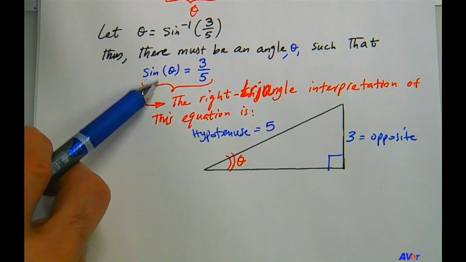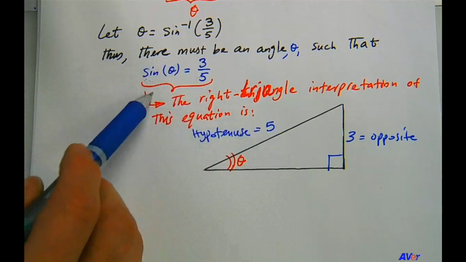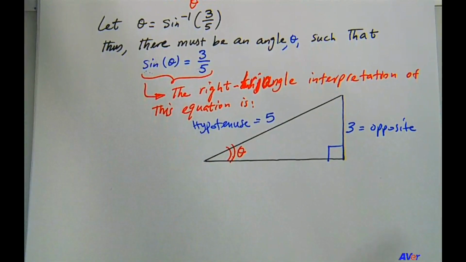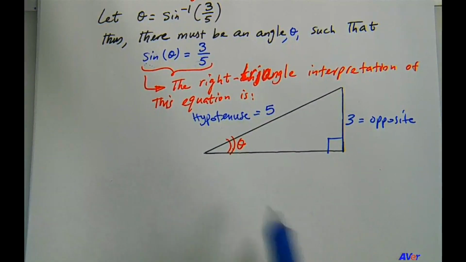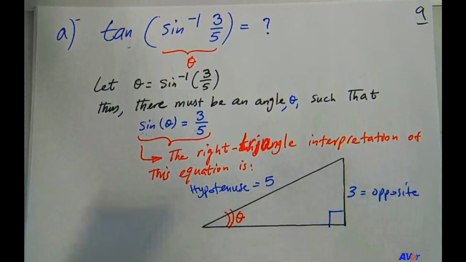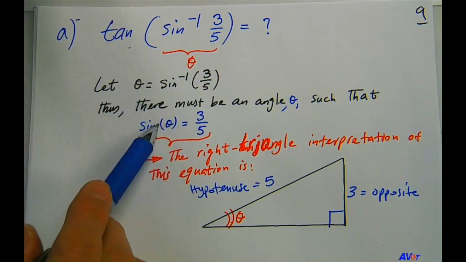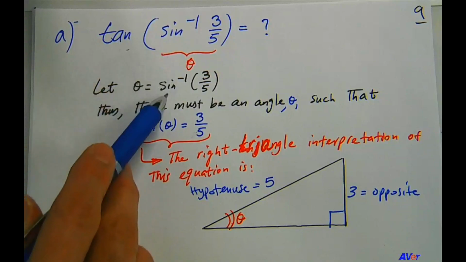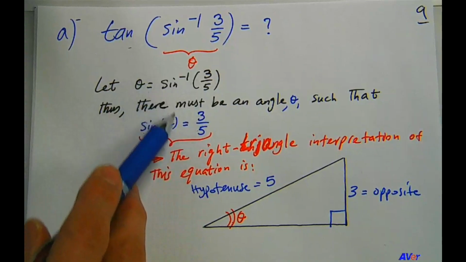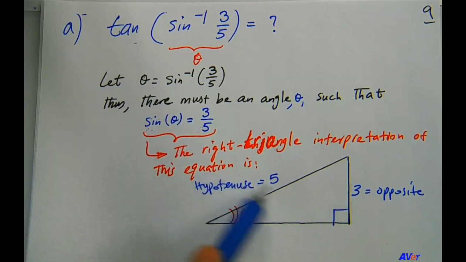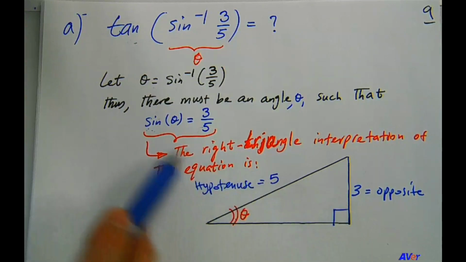Very, very important. There is a connection, and I want you to make sure that you're comfortable with seeing this connection. Okay? So now that we have that, we can write that original equation. Since the sine of theta is equal to that, we started with the inverse sine function. We converted this inverse sine function to a regular sine function. We wrote down the geometric or right triangle interpretation of that equation.